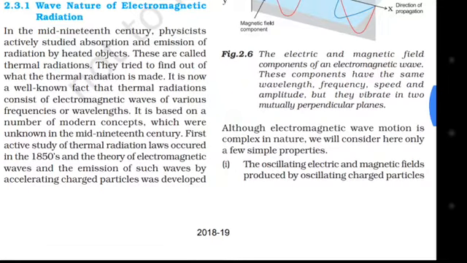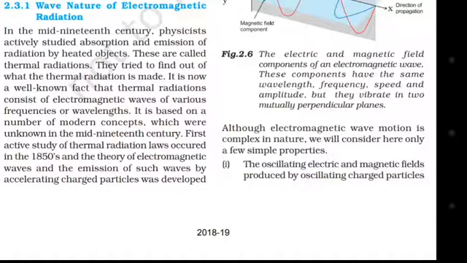2.3.1 Wave nature of electromagnetic radiation. In the mid-19th century, physicists actively studied absorption and emission of radiation by heated objects. These are called thermal radiations. They tried to find out what the thermal radiation is made of.